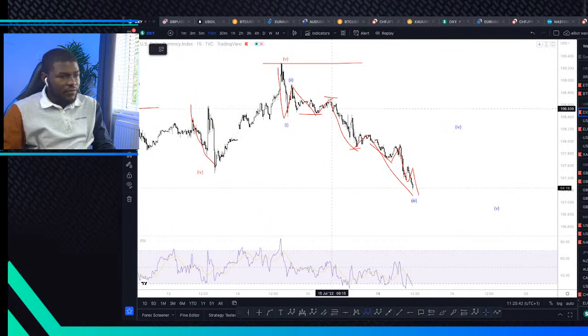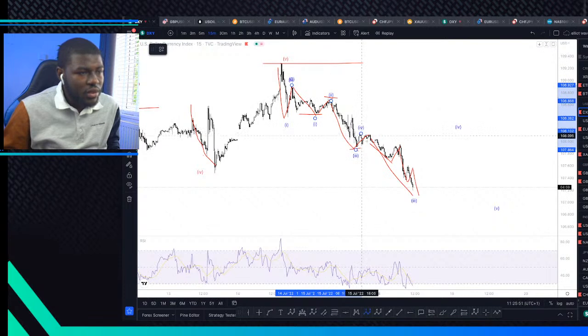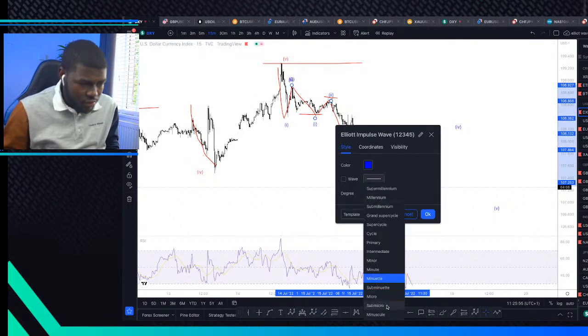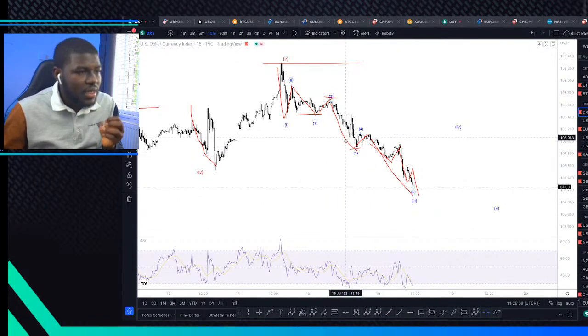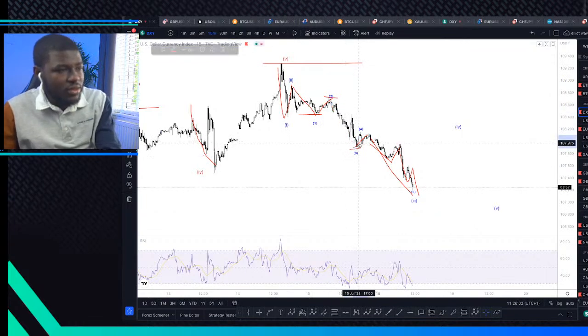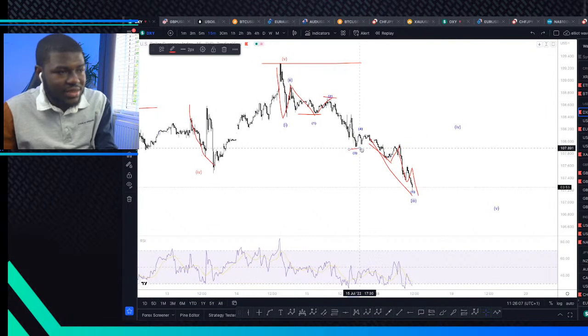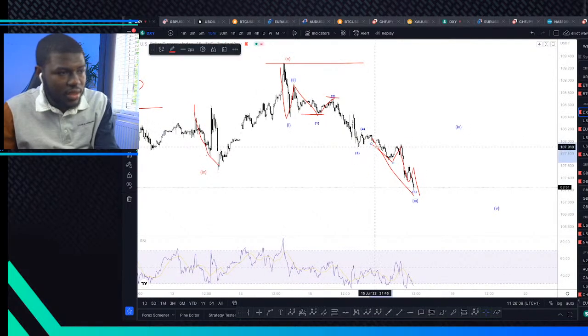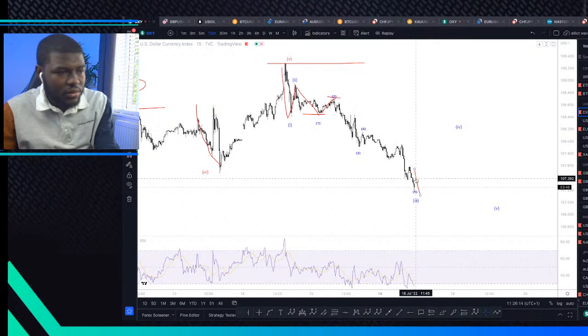So we can further our counting, like, okay, from this low right here is wave 1, and this is wave 2, wave 3, wave 4, and this is going to be wave 5. Then that will be a sub-micro wave count. So that's that about DXY. It's clear enough now. We know what is happening, and we can decide how to trade it.